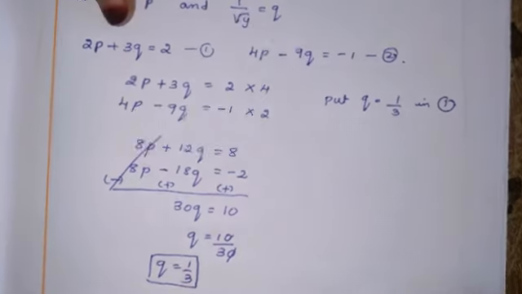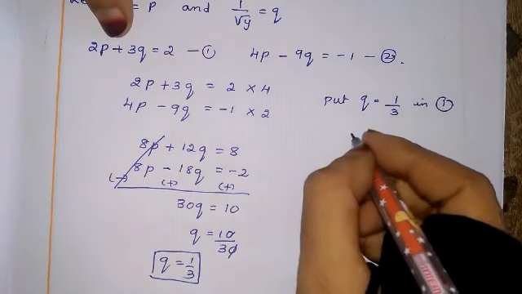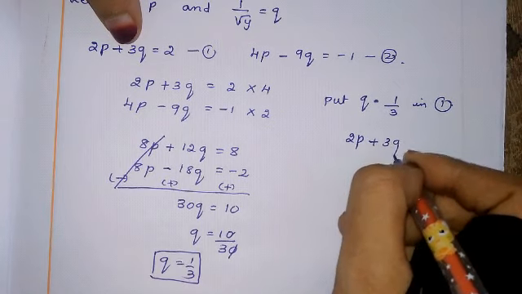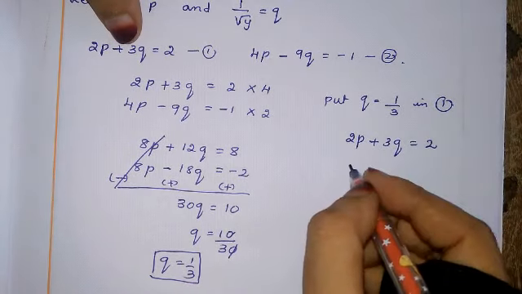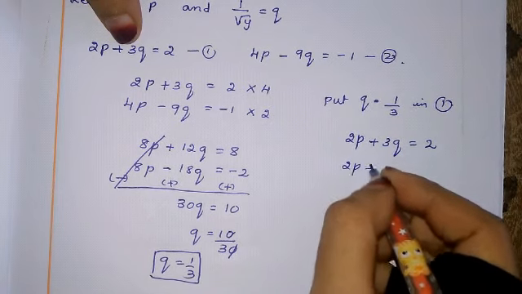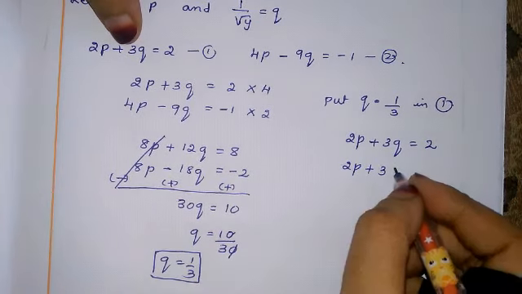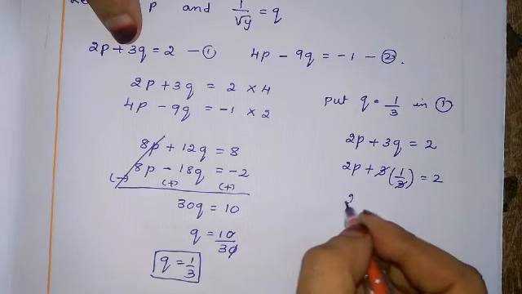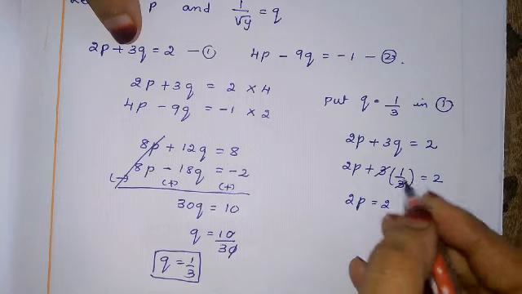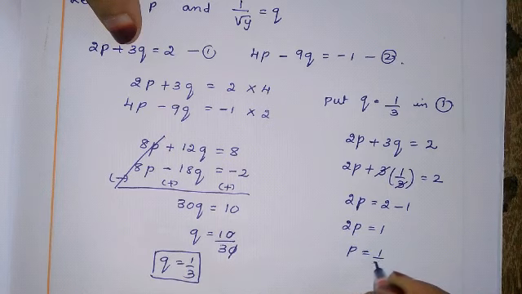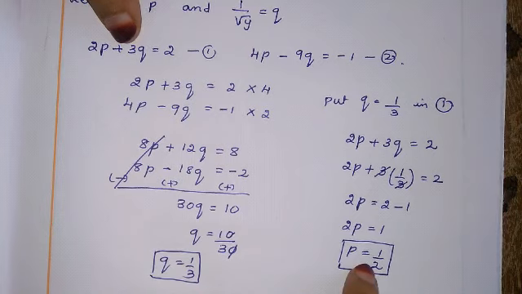In equation 2 also we can put, but I'll take equation 1 only because we have to prefer the easy equation. 2p plus 3q is equal to 2. 2p as it is, plus 3q is nothing but q value is 1 by 3, is equal to 2. 3 gets cancelled. 2p is equal to 2 minus 1. 2p is equal to 1. p is equal to 1 by 2. We got now q value 1 by 3, p value 1 by 2.